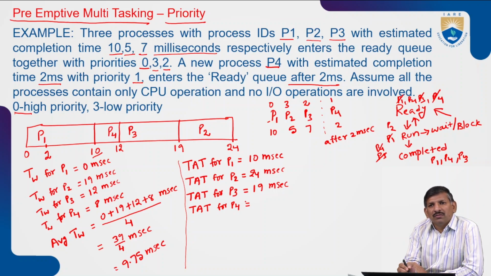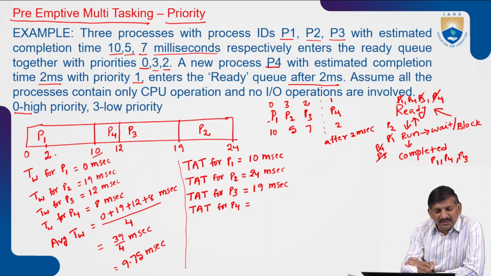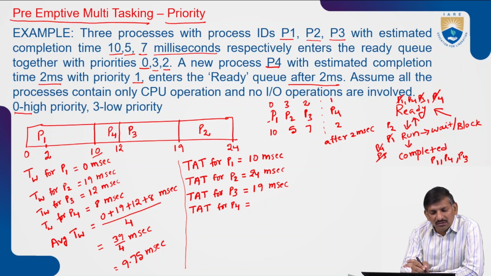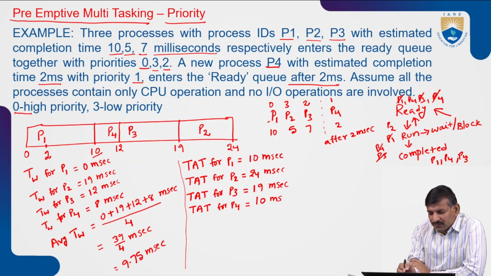Turnaround time for process P4. Process P4 enters into the ready state at the 2nd millisecond and its execution is completed at the 12th millisecond. The total time duration is 10 milliseconds, that is 12 minus 2. Okay.